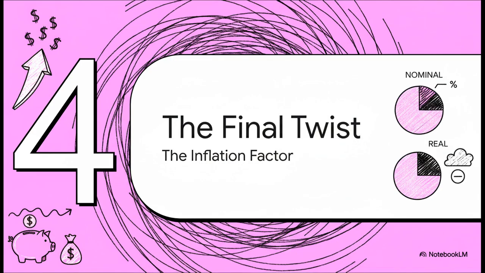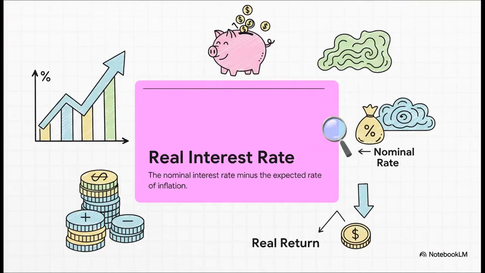Okay, but hold on. There is one final, crucial twist to this whole story. The interest rate we've been talking about this whole time, the one you see on the news, that's the nominal interest rate. But to really understand the true cost of borrowing or the true return on saving, we have to talk about inflation. This is where we need to understand the difference between the nominal rate and the real interest rate. The real rate is what you actually earn after you factor in inflation. So, for example, if your savings account is paying you a 3% nominal rate, but inflation is running at 2%, your real return, your actual increase in purchasing power, is only 1%.